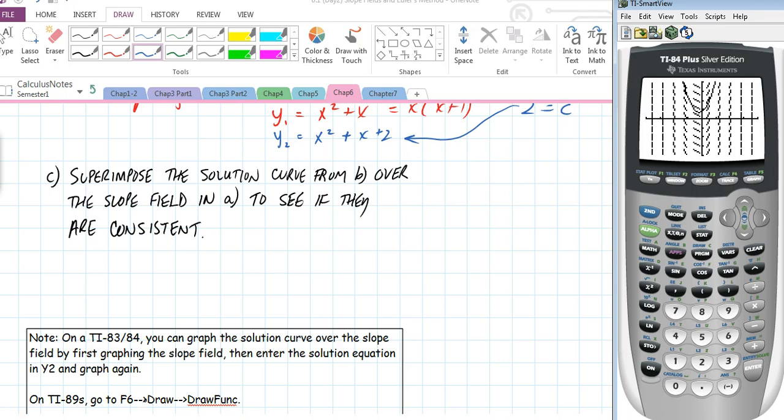To do the same thing on a TI-89, after you've graphed your slope field in differential equation mode, then you can go to F6, draw, and draw function, and type in x squared plus x plus 2, and you'll see the same sort of graph with the graph of the parabola superimposed over top of the slope field.